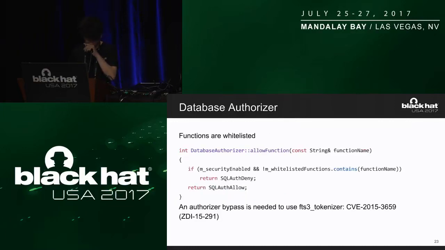And there are more restrictions for functions. There's a whitelist of functions. Every time you invoke a function, they will check if it's a whitelisted function. For example, the FTS3 tokenizer, the target function, is not on the whitelist. But we have another bug to bypass the restriction. Actually, this CVE was reported with the previous one to ZDI at the same time.